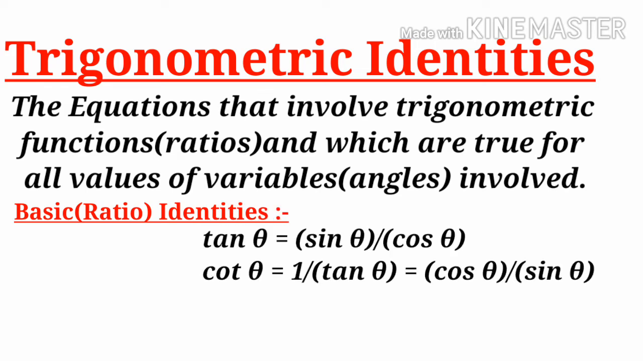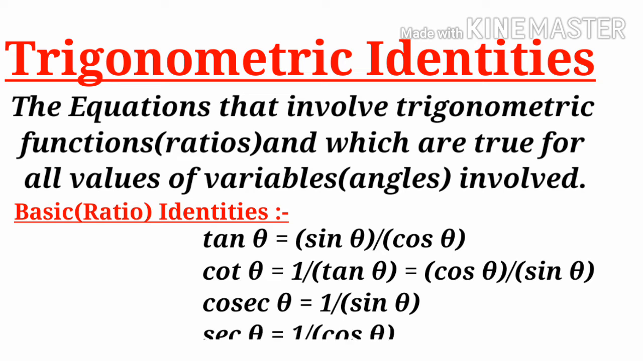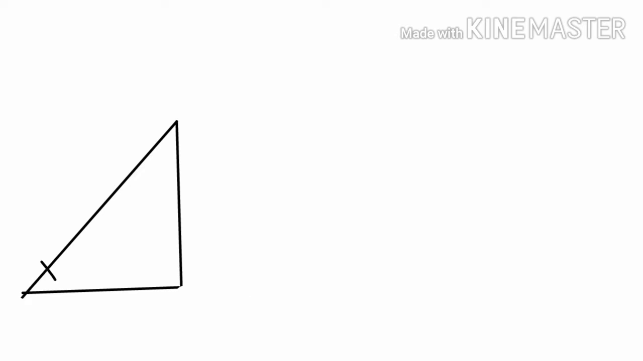Tan theta is equal to sin theta by cos theta. Cot theta is equal to 1 by tan theta. Cosecant theta is equal to 1 by sin theta. Secant theta is equal to 1 by cos theta. Cot theta is equal to cos theta by sin theta. These are all true for all values of angles.